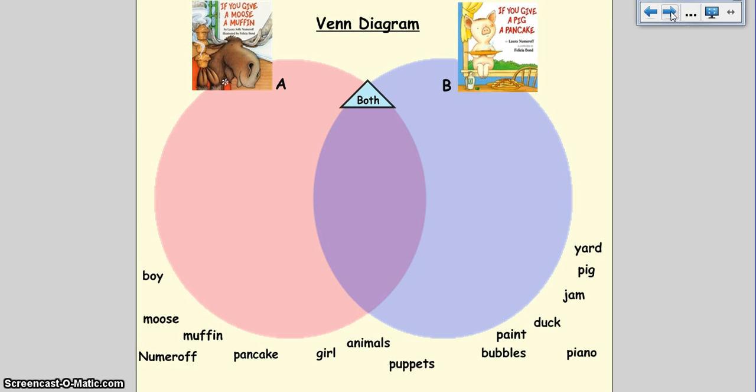Venn diagrams: for younger grades, you can give words for them to move around. In older grades, if you're doing two different kinds of books, or the same author with different books, you can make them create their own things to put in here.